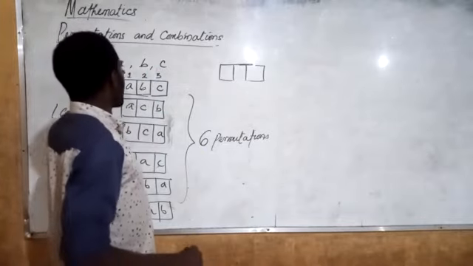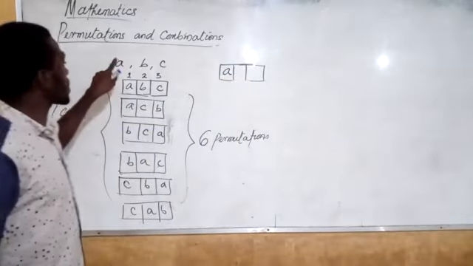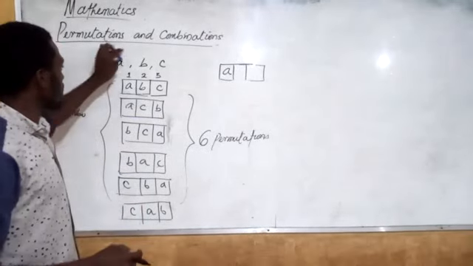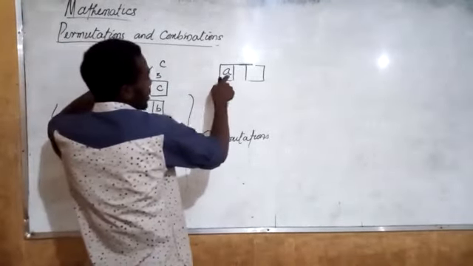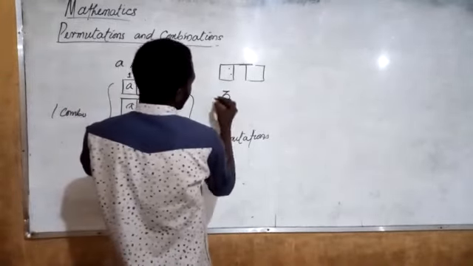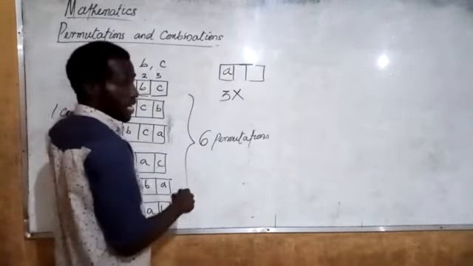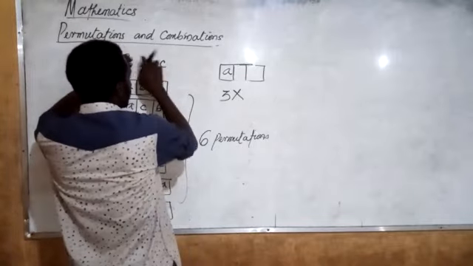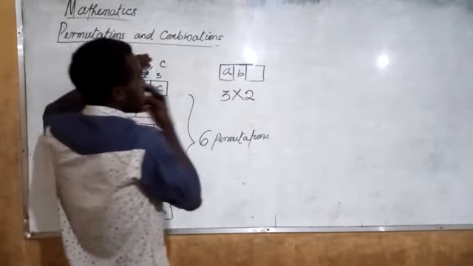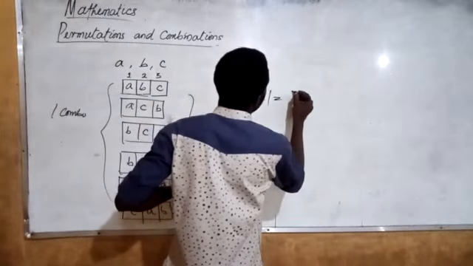If I decide to pick him, for the next place, how many options do I have left? Because I picked him, I have 2 options left. So before I picked him, how many options did I have? I had 3 options. After I picked this Mr. A, how many options do I have left? 2 options. After picking Mr. B, how many options have I left? 1 option, C. And this is what began the concept of factorial.